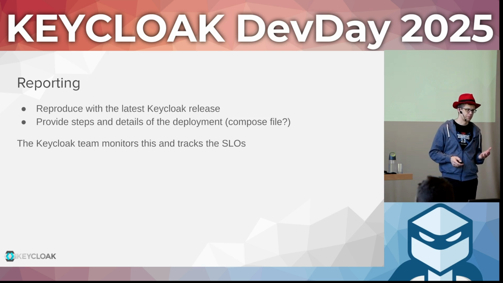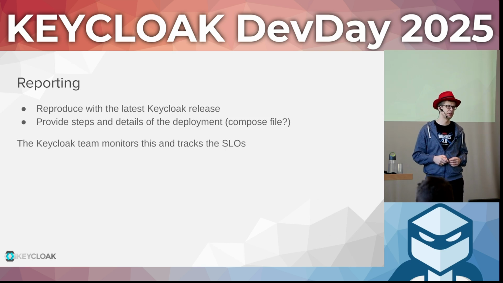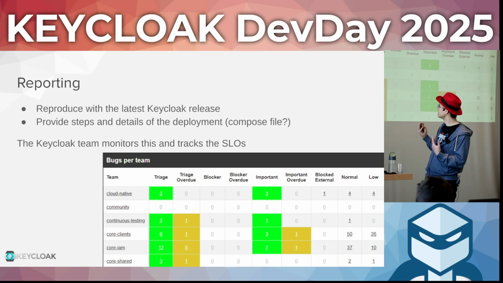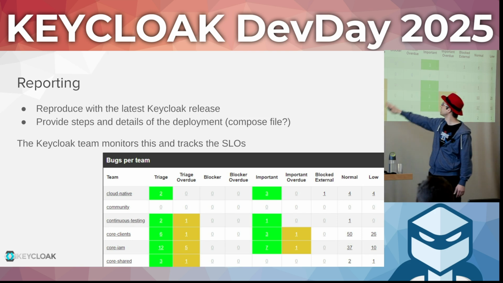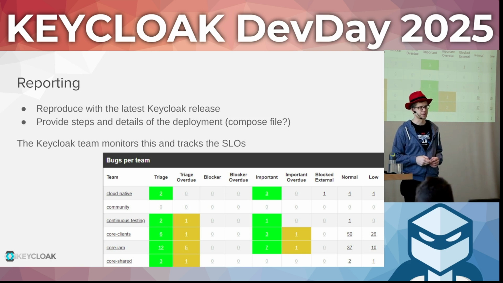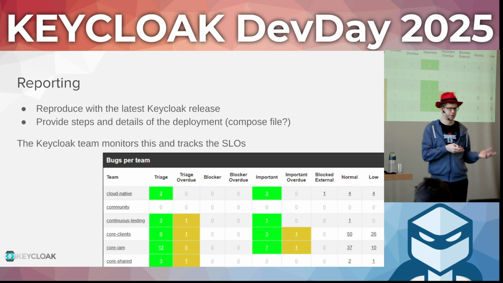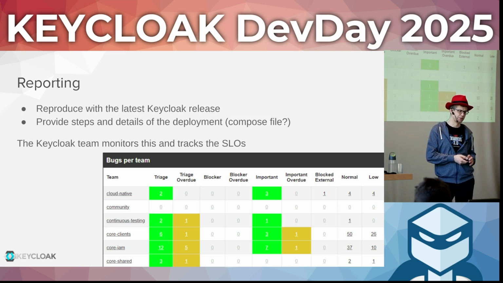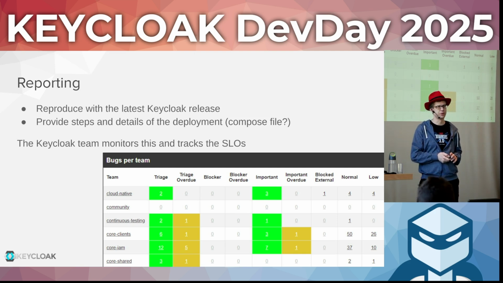And the Keycloak team monitors this and we track our work using some service level objectives. We have a dashboard that shows which team has how many issues to triage, how many are overdue in triage, how many important bugs are now in the queue, and how many of these important bugs are overdue. So we track our work around bugs, I'd say since last year, very, very closely, and you should get timely responses, especially to triaging, and also timely fixes for important bugs.